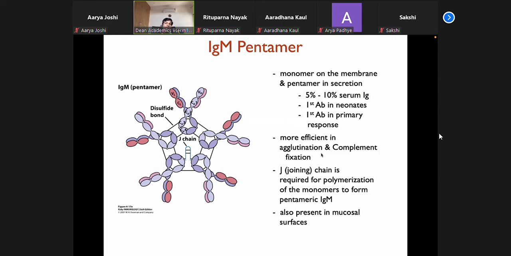Agglutination is basically when, for example, an antibody interacts with particulate matter. Particulate matter can be a bacterium or a parasite. This antibody can bind to different epitopes, and because of this cross linkage, you can make what we call agglutinates.